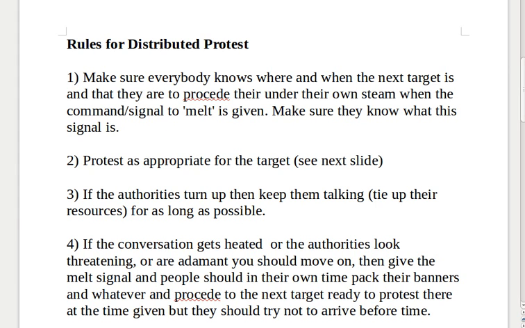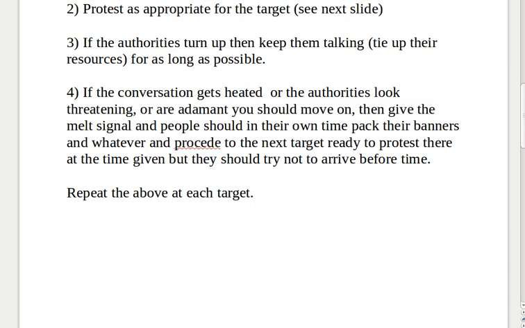Now, if the conversation starts to get a bit heated, or the authorities look threatening, they're turning up in big vans with lots of riot police, dogs and all the rest of it, or they're adamant that you should move on and they're about to arrest someone, then give the melt signal.